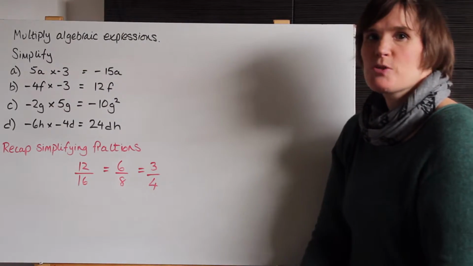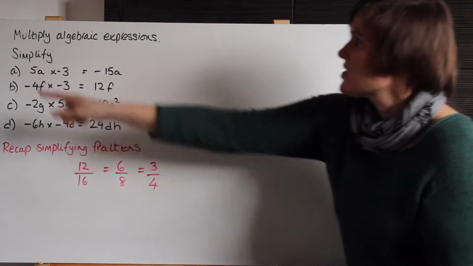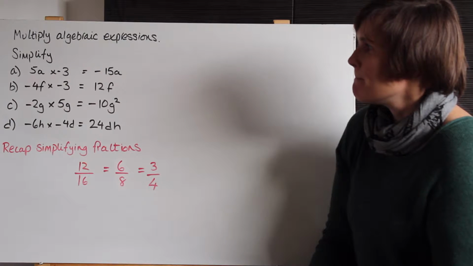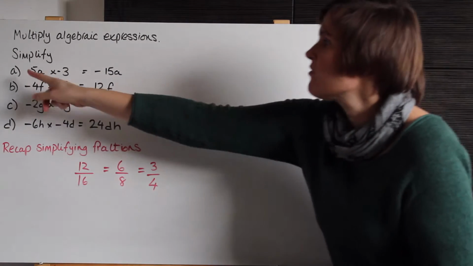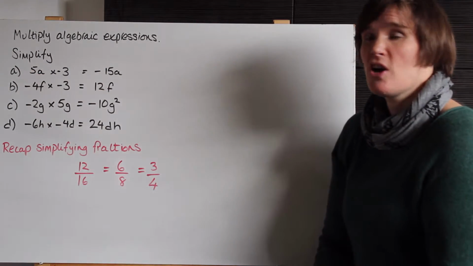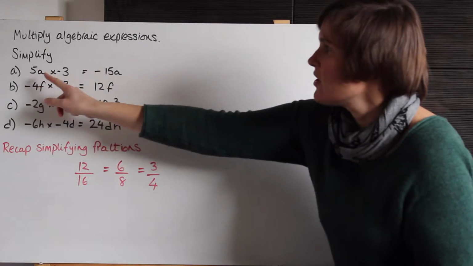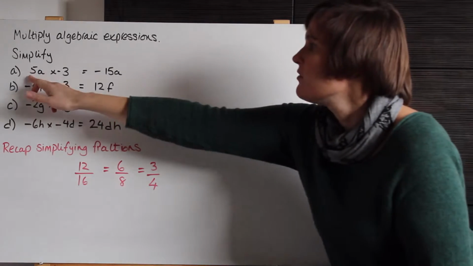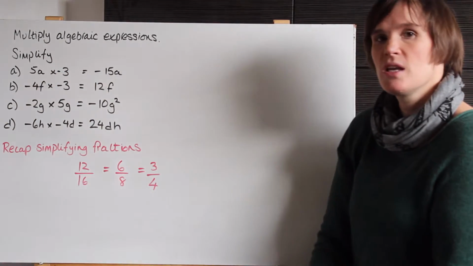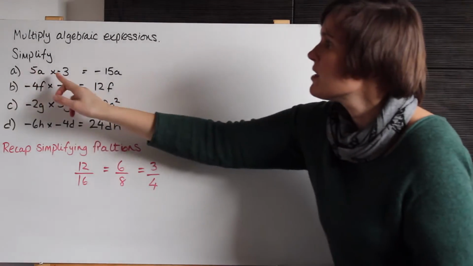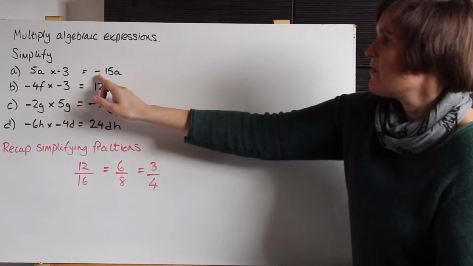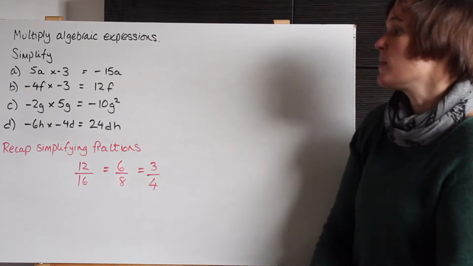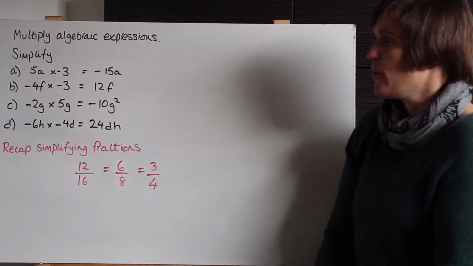So multiplying algebraic expressions, we've been asked to simplify 5a times minus 3. Remember, 5a is the same as 5 times a. So 5 times a times minus 3. Well, let's do the numbers first. 5 times minus 3 is a positive times a negative, so we're going to have negative 15. And we have our a, so we have negative 15a.